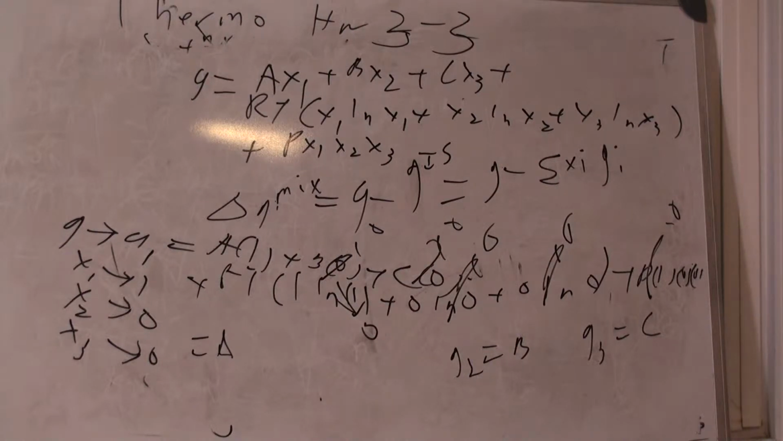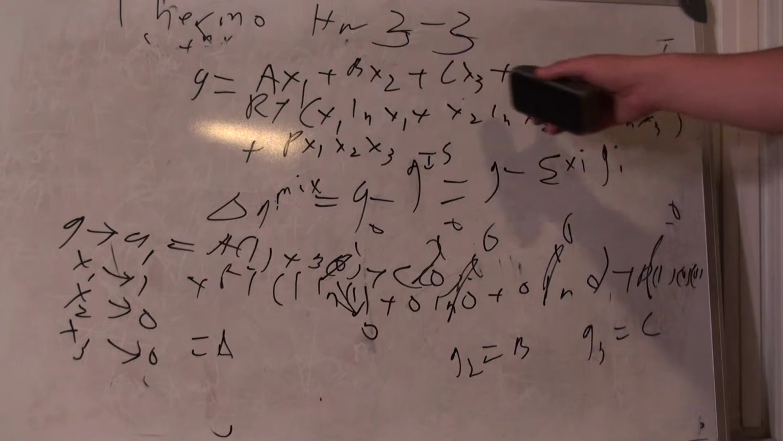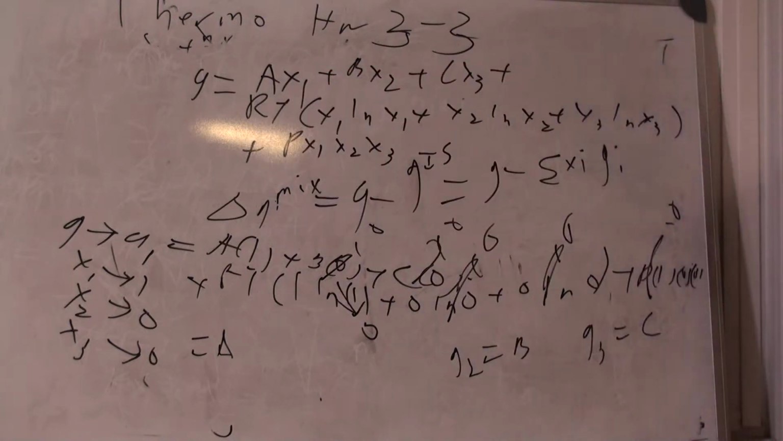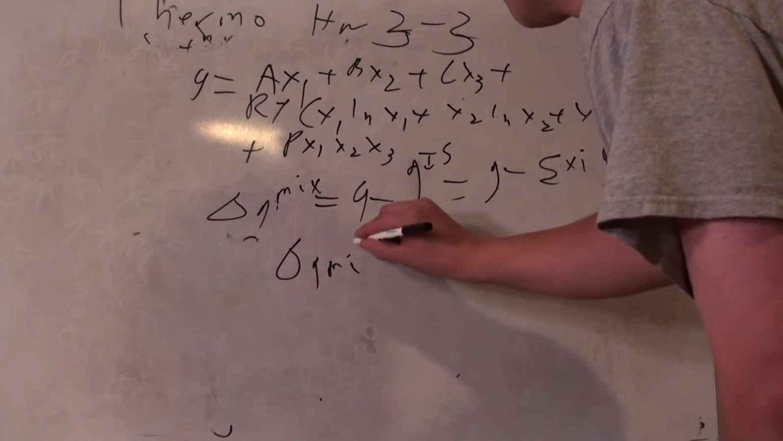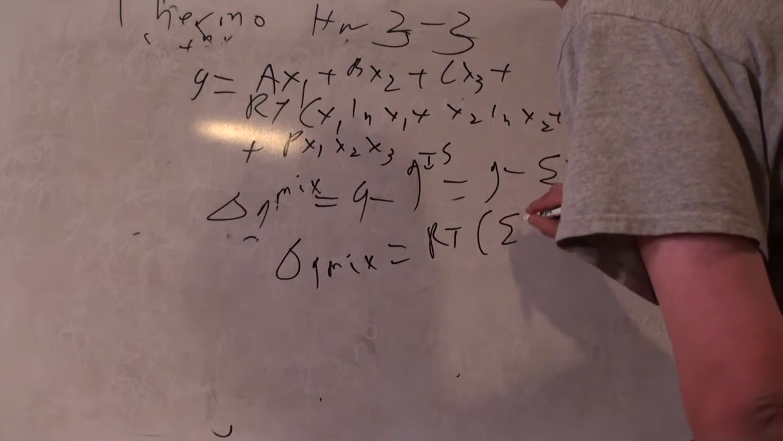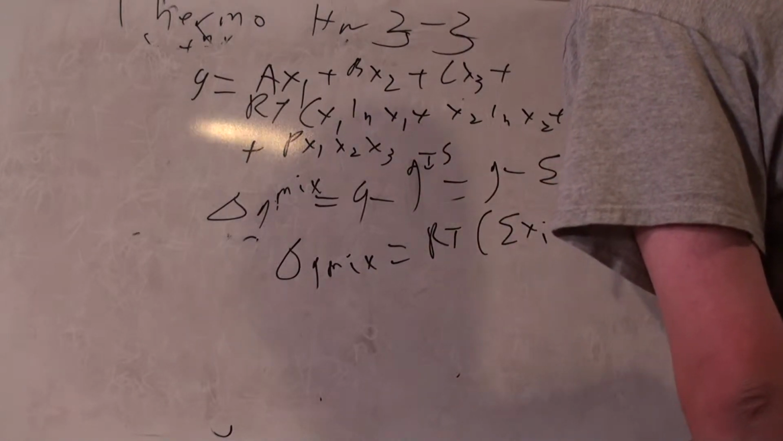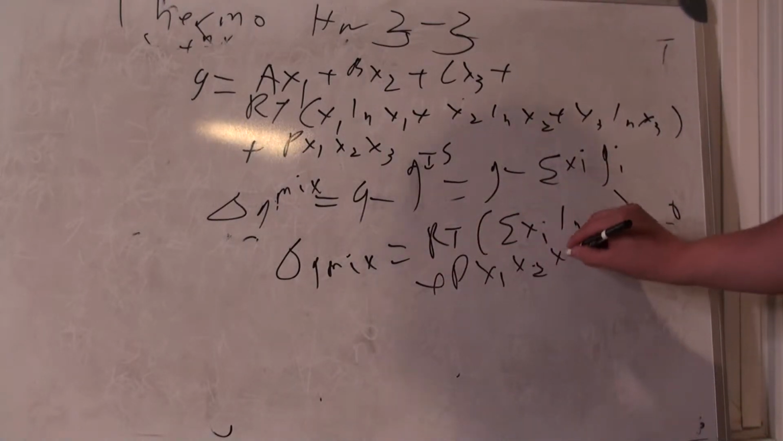But let's do the math. Let's plug it in here. It's xi times Gi. So all of those things are going to go away, and I'm going to just have that left. And so when I plug this in, my delta G mix is going to equal RT times the summation of xi natural log of xi plus D x1, x2, x3.